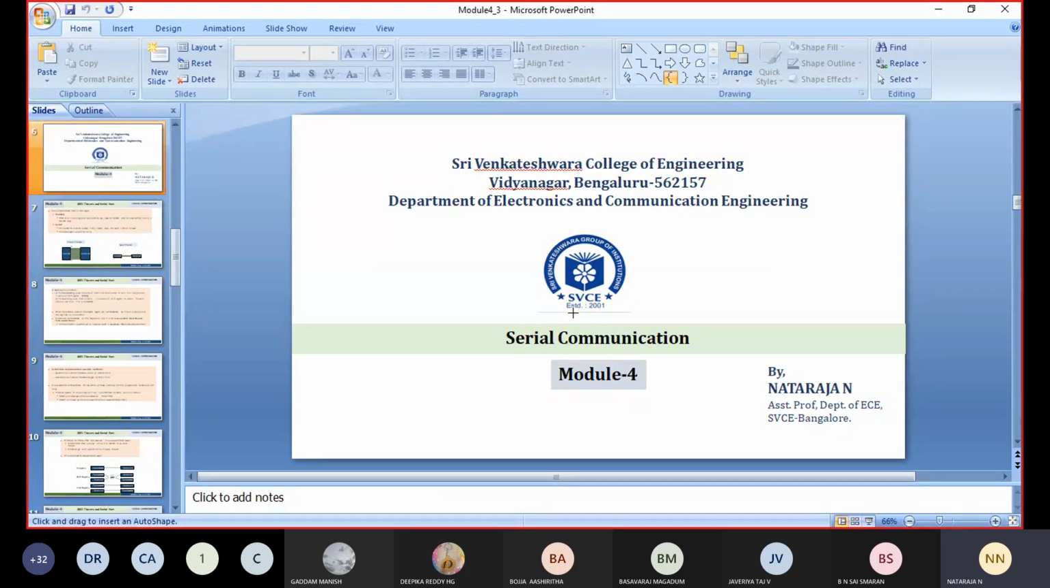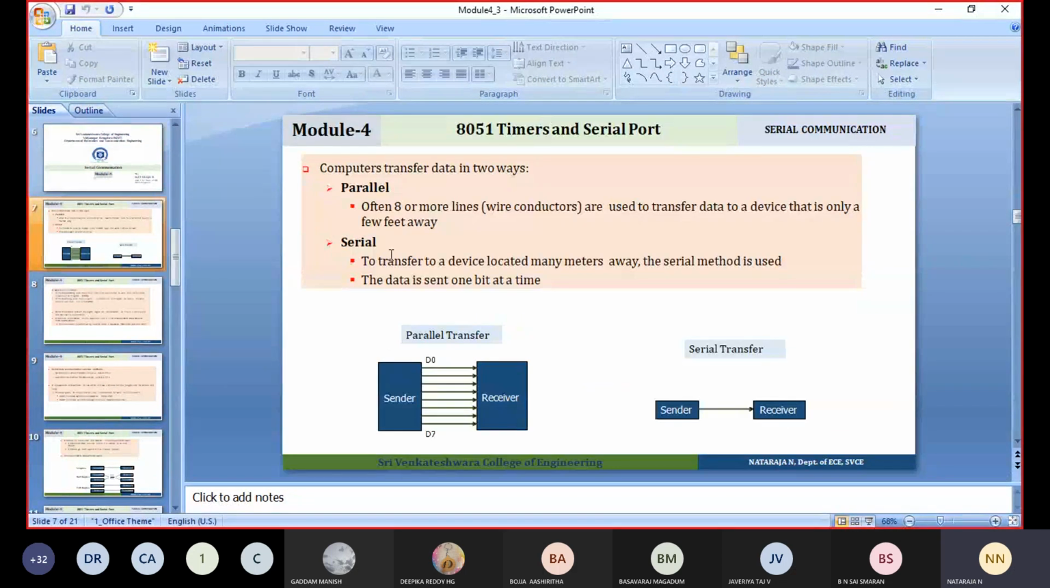Okay. Then with respect to that, computers transfer data in two ways, that is parallel as well as serial data transfer. In parallel, we are going to take often 8 or more lines. See the parallel diagram. The first diagram shows the parallel transfer, from D0 to D7 data bits, which we are going to transmit from source, sender, to receiver, or source to destination.